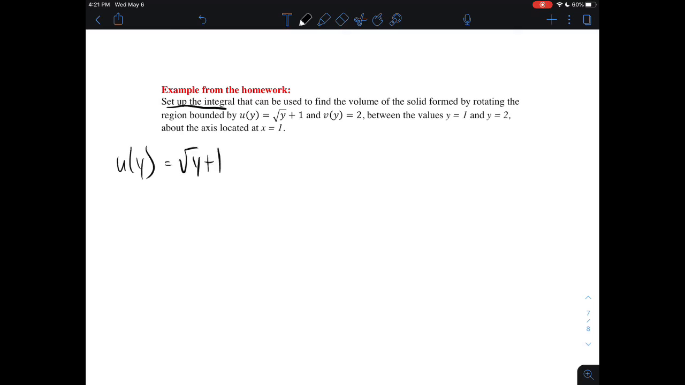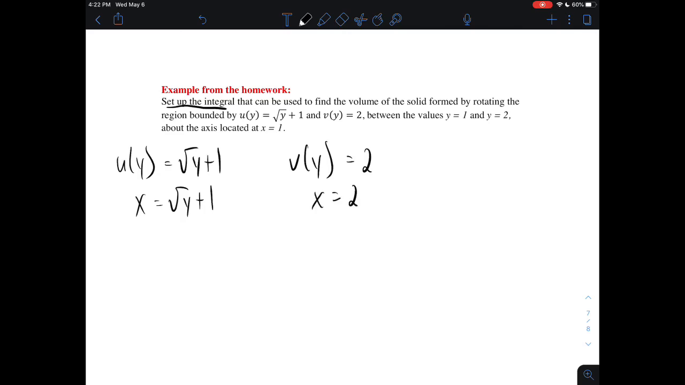Okay, so with this one, they say u of y is equal to the square root of y plus 1. Definitely feel free to do what I would do. I would say that that's x equal to the square root of y plus 1. Again, if we're doing things specifically related to graphs in the coordinate plane, sometimes it's easier to see how just x and y relate to each other. And then v of y, that's just a different function of y. That's all that that means. Equal to 2 means, quite simply, x is equal to 2.